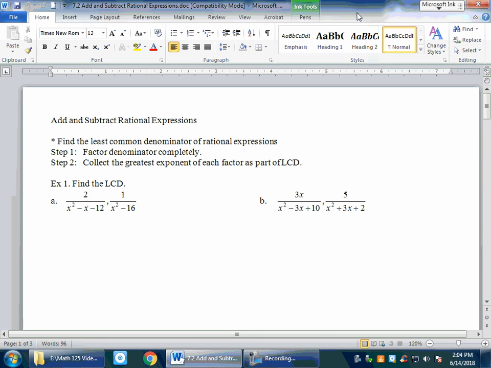Adding, subtracting rational expressions. So to add or subtract fractions, we know that we need to have a least common denominator. And then we write it into equivalent expressions with the least common denominator, and then we add the numerators together. So the first step we want to do is review how to find the least common denominator.